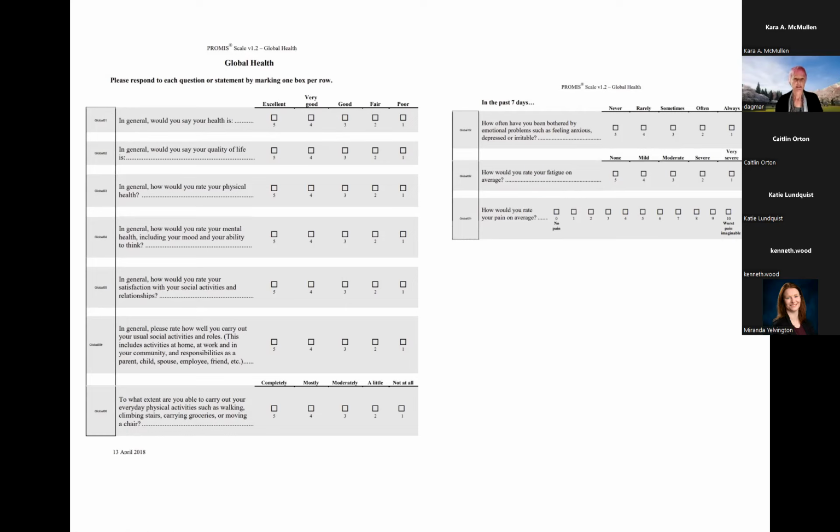So you see here that we have instructions that are simple, because most often people just skip instructions. So these just say to respond to each question or statement by marking 1 box per row. And then the participant reads the question, such as, in general, would you say your health is? And then they choose the best option that represents their health.